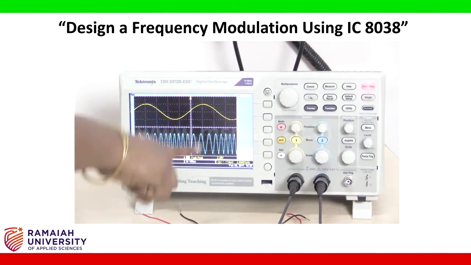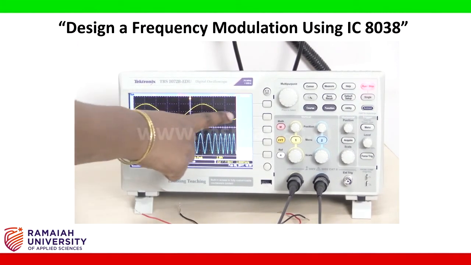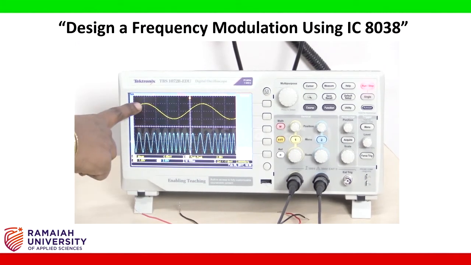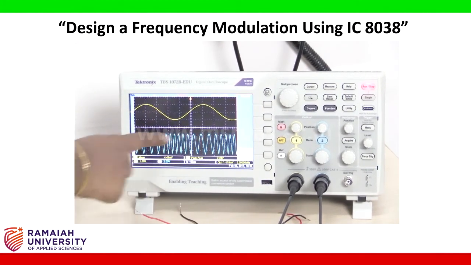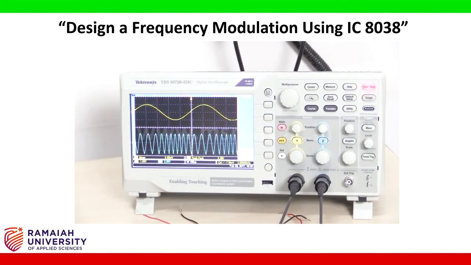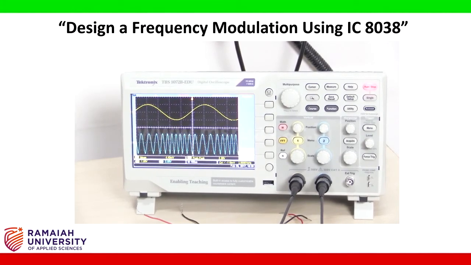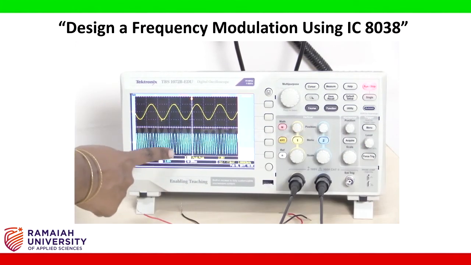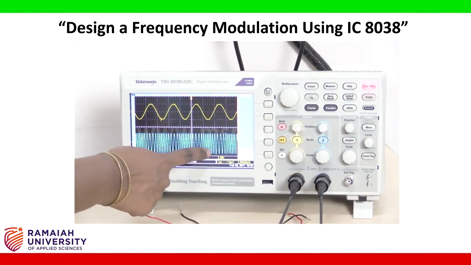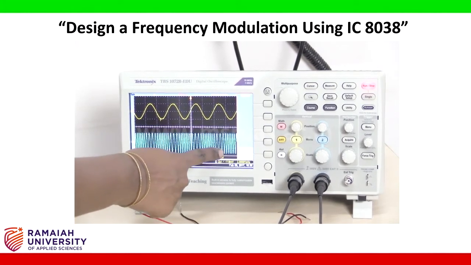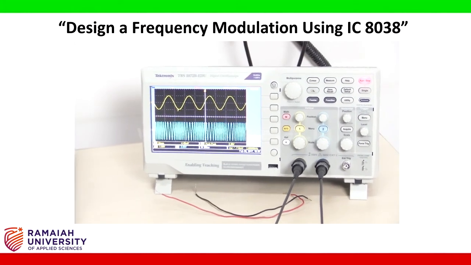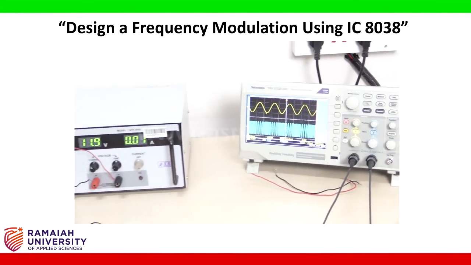So this shows that input is a sine wave, that is the message which we have given. Message what we have given is 2 kilohertz, and the output of the IC is a modulated signal, which is frequency modulated signal. If you adjust the scale, you can see it more clearly. This is low frequency, high frequency, again low and high. So this completes frequency modulation experiment.